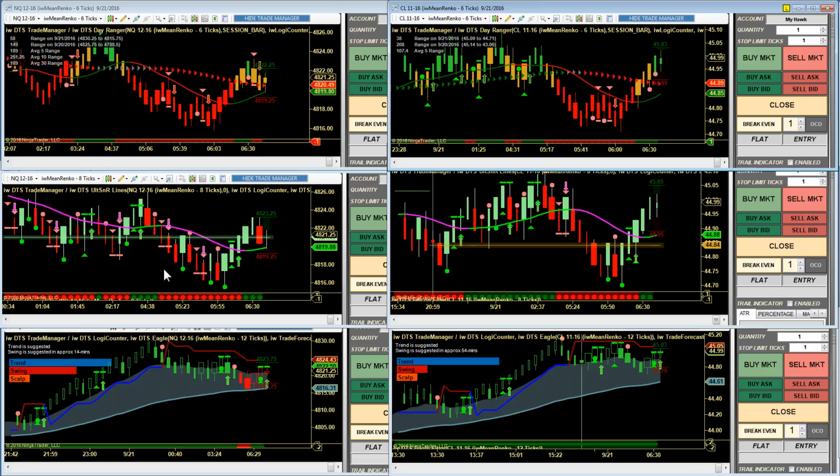The charts on the left are the NASDAQ. The charts on the right are crude oil. I'm also watching soybeans and the mini Dow on my other monitor, but feel free to ask for any market that you're interested in.